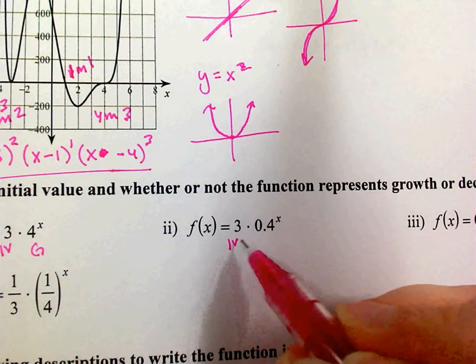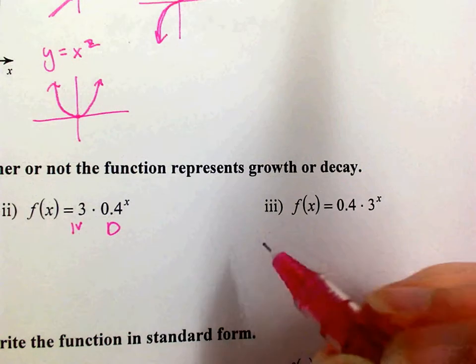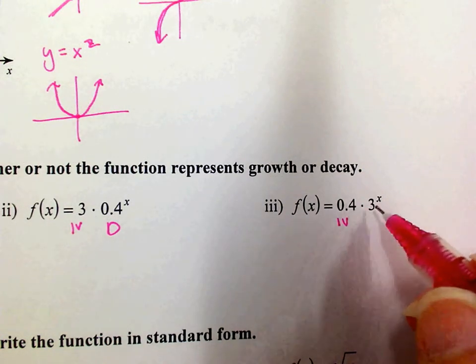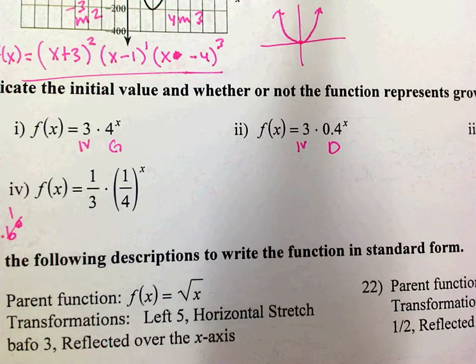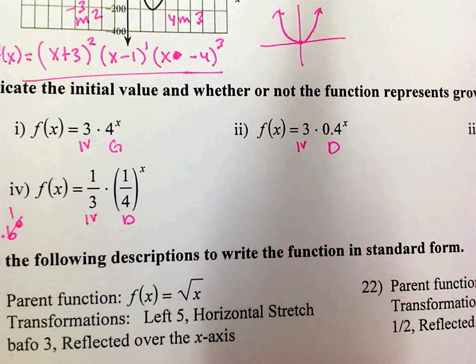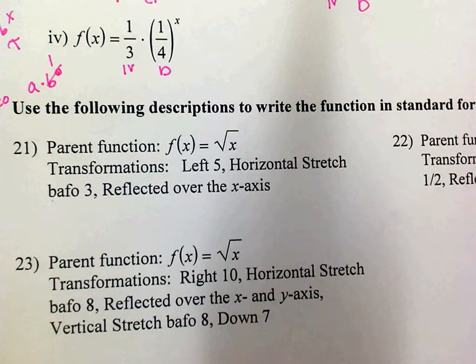Initial value is 0.4. I don't really care about the fact that it's 0.4 as far as determining growth or decay. I only look at this. So this is still growth because that's bigger than 1. Initial value 1/3, and this is decay because 1/4 is smaller than 1. Okay? Okay.